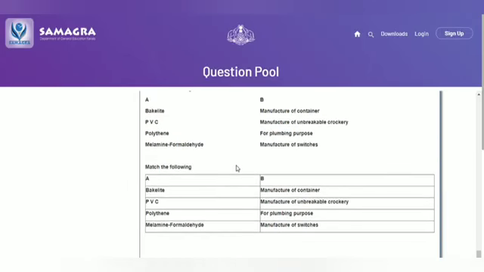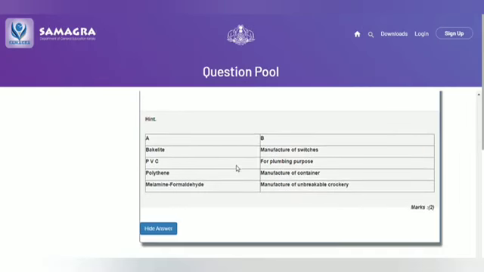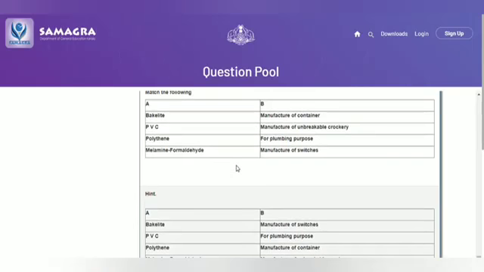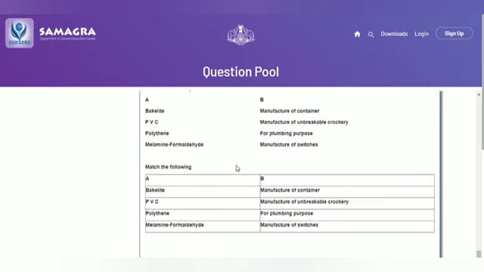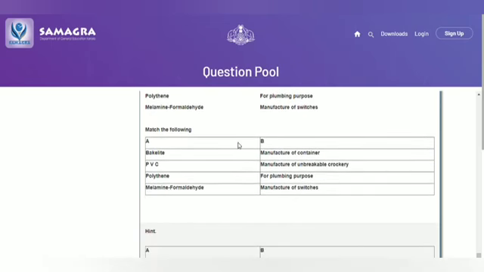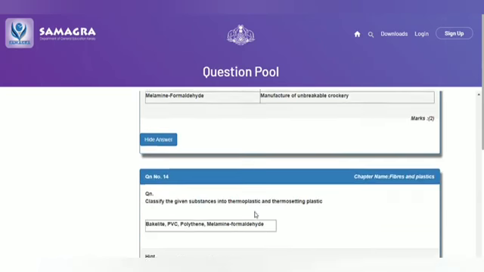Match the following. Bakelite, manufacture of container. PVC, manufacture of unbreakable crockery. Polythene for plumbing purpose. Melamine formaldehyde, manufacture of switches. So you have to write the correct answer. That is Bakelite, manufacture of switches. PVC for plumbing purpose. Polythene for manufacture of container. Melamine formaldehyde, manufacture of unbreakable crockery.